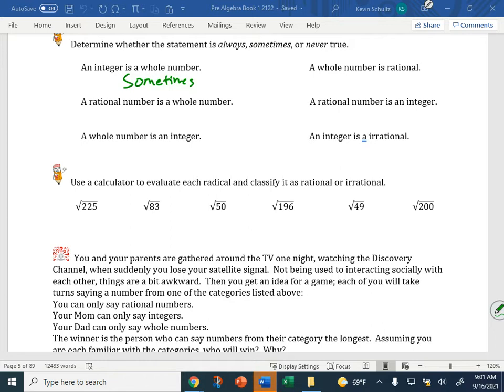The next one says, use a calculator to evaluate each radical and classify it as rational or irrational. Remember the difference, now that we're talking about irrational: a rational decimal ends or repeats, and irrational doesn't. So, if you've got a calculator, everyone take it out right now. If it's in your locker, keep it there. If you've got it, take it out.